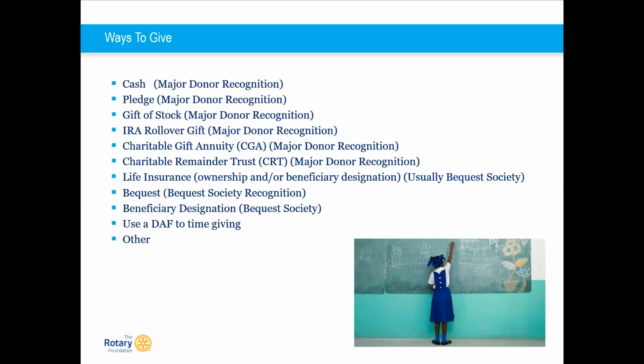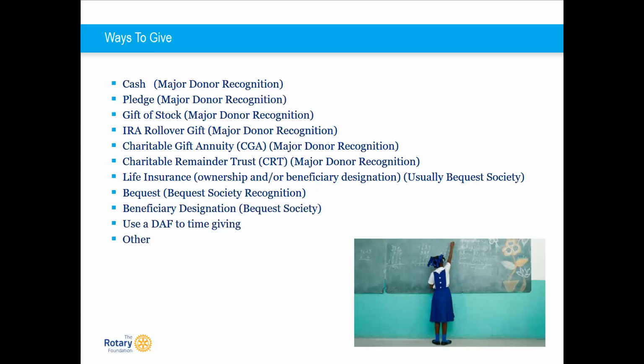When we have a donor who needs a DAF, the donor really needs to look and see which DAF is right for me. And if the donor decides that Rotary has a DAF that's right for them, we're happy to work with them on that too. Now, we do not count gifts to a donor advised fund as a charitable gift to the Rotary Foundation for donor recognition.